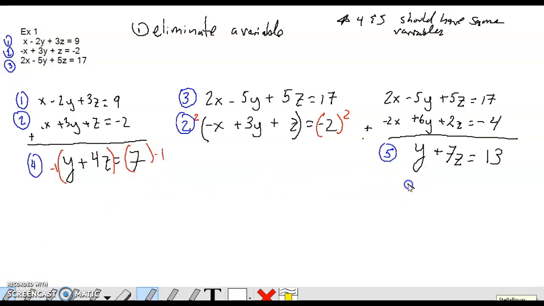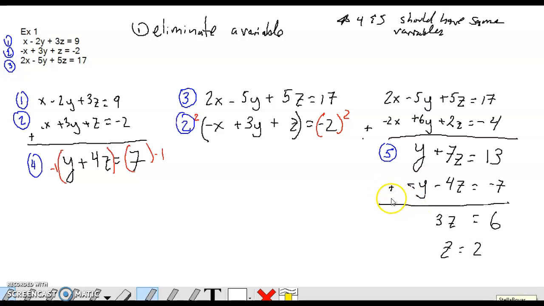And now I'm gonna write it over here. So -y minus 4z is equal to -7. Now I can add these up. Those cross off. 7 minus 4 is 3z. And then we're going to subtract the 13 and the 7, and we get 6. Now we can solve for z. Z is equal to 2.